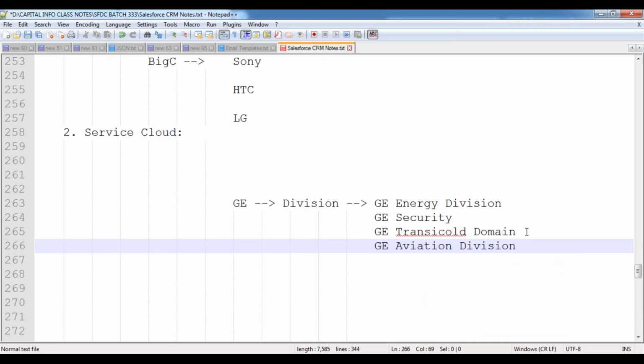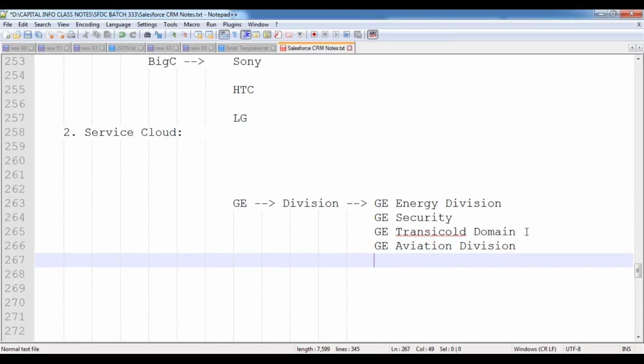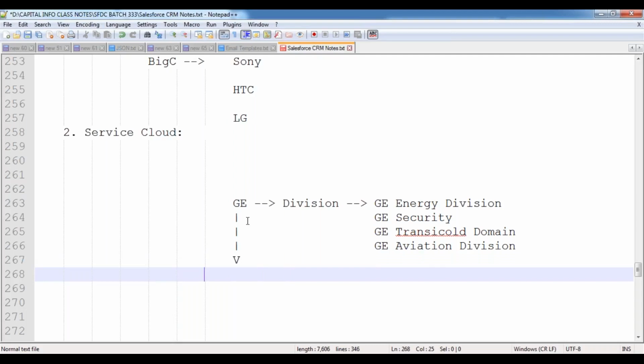As part of the GE aviation division, they manufacture the various flight engines. In order to travel from one place to another, we use various flights, and those flight engines are also manufactured by the GE aviation division people. And GE is into the healthcare division also. Like that, they have various divisions. Now, as part of this GE organization, they manufacture a very costly product called a turbine.